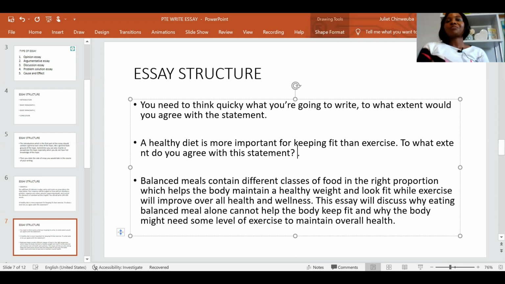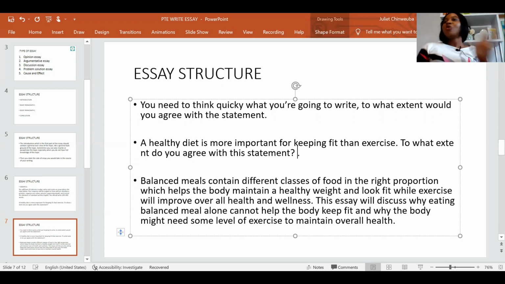Okay. So I said balanced meals contain different classes of food in the right proportion, which helps the body maintain a healthy weight and look fit. Then I also said why exercise will improve overall health and wellness. Now, the reason why I brought in exercise here is because it was comparing balanced meals to exercise and saying balanced meal is more important for keeping fit than exercise. So I'm going to be talking about balanced meals as well as exercise, but I'm also going to show that a blend of the two of them is what someone needs for keeping fit, which may not be your opinion.